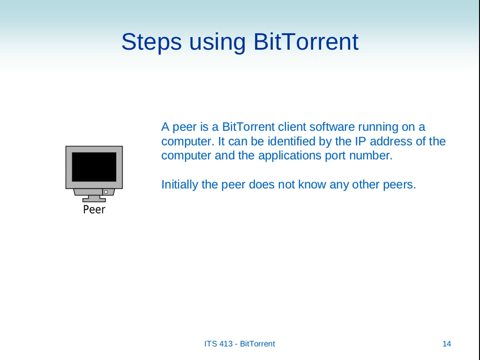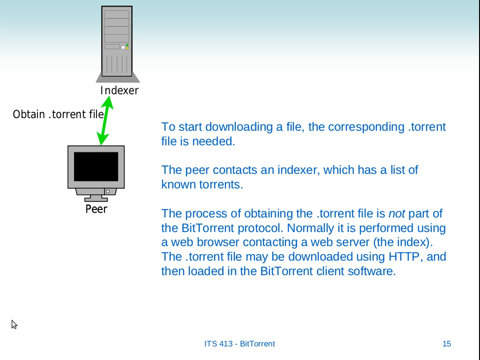So this is a new peer. Initially, it doesn't know of any other peers. So it's turned on a computer in the internet. It wants to download some file. It needs to go to an indexer, a special server, normally just a web server, that keeps a list of .torrent files. And it obtains the .torrent file it's interested in, based upon the file name.